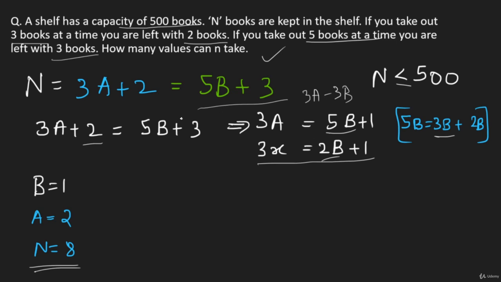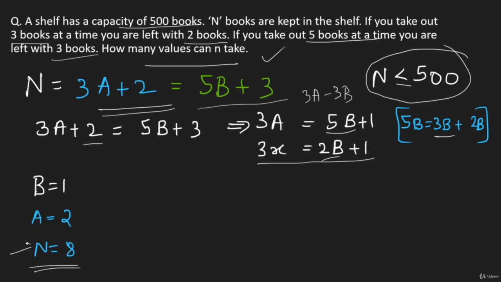But the question asks us how many values can N take. So over here, the limiting criteria is that N has to be less than or equal to 500. Alright. And we have seen that in this type of equations, N will move in terms of the LCM of 3 and 5, which is 15. So the next term of N would be 8 plus 15, which is 23. The next one would be 23 plus 15, which is 38. And it goes on like that up to 500, right?